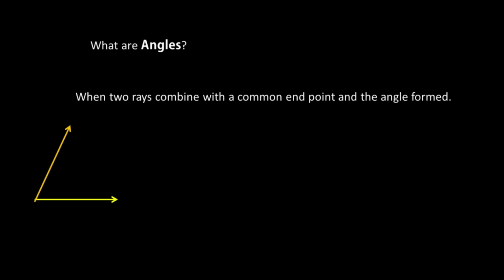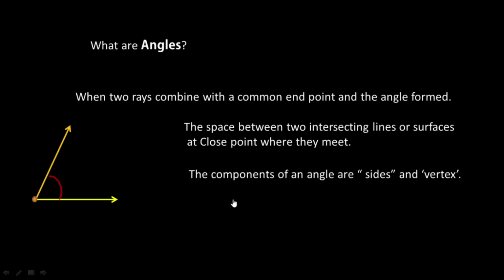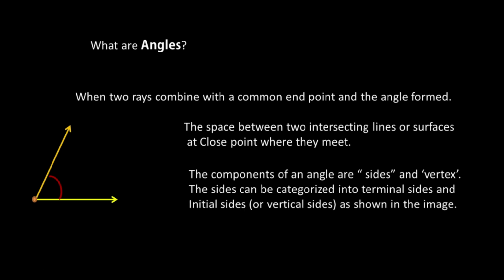Observe this picture. These two rays start from a single point and form an angle. The space between two intersecting lines is the surface of an angle. The components of an angle are called the sides of the angle, and this point is called the vertex. There are two kinds of sides: one is the terminal side and the other is the initial side, as shown in the image.